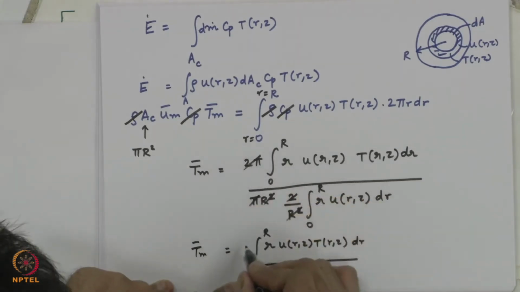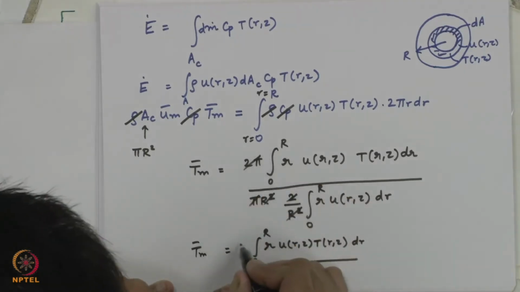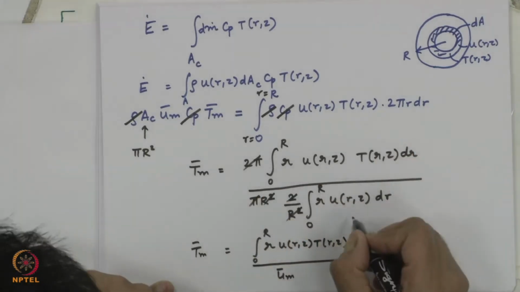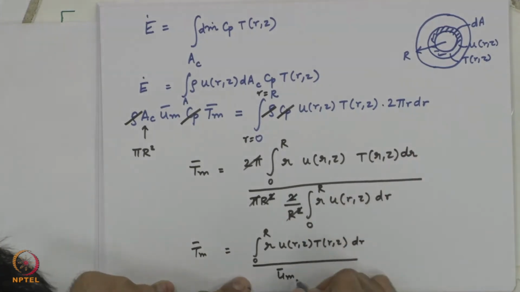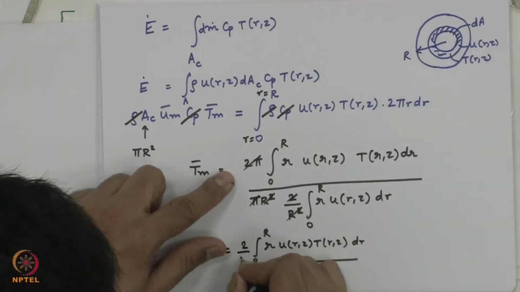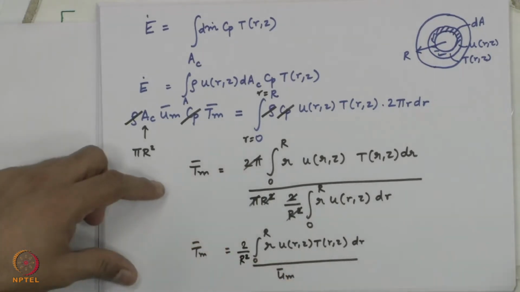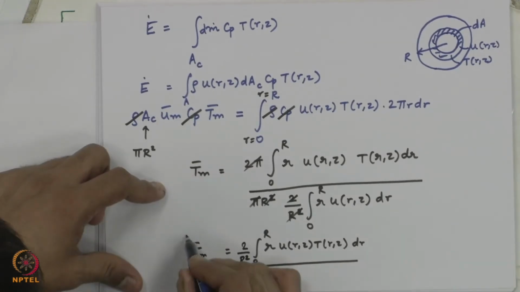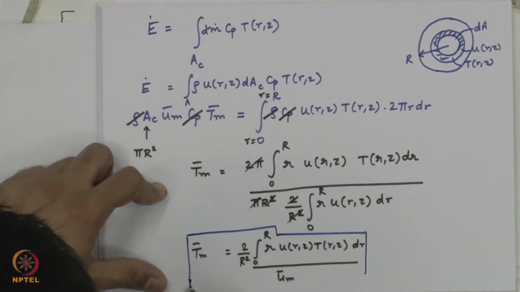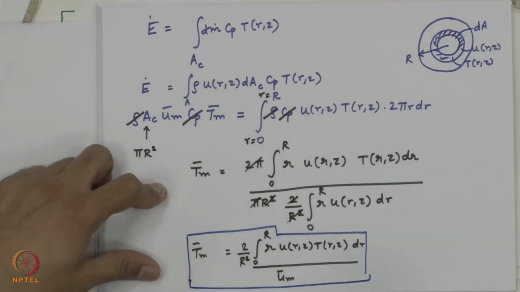2 pi cancels. So, this will be 2 pi by R squared. So, if I do not substitute for it, I am going to have it as it is. A_c would be pi capital R squared. So, I would be left with 2 by R squared into this. So, the same expression, if I substitute for it, I would get this. If I leave it as it is, I would get this.